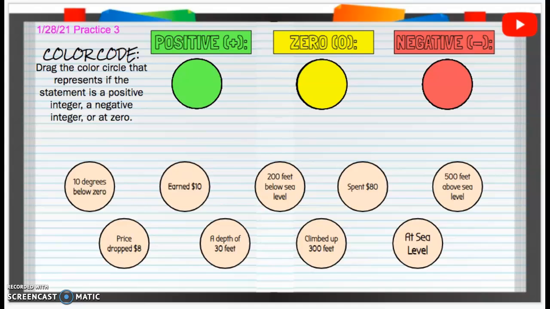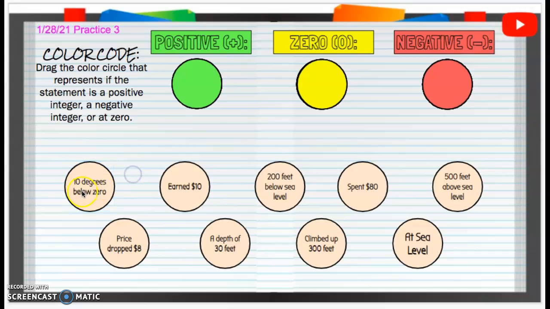January 28th, 2021, practice number 3. So we are going to color code, woohoo! Drag the color circle that represents if the statement is a positive integer, a negative integer, or at 0. So the first one, 10 degrees below 0.